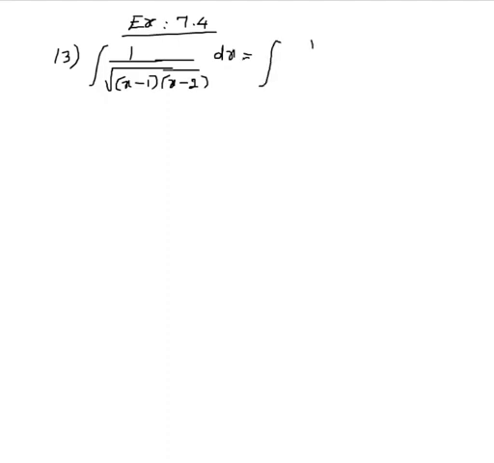Let's continue exercise 7.4. Question number 13. Integral 1 divided by root of x minus 1 multiplied by x minus 2 dx. Just open the brackets and multiply. Get the expression. Minus 2x minus 1x is minus 3x. Minus 1 times minus 2 is plus 2 dx.